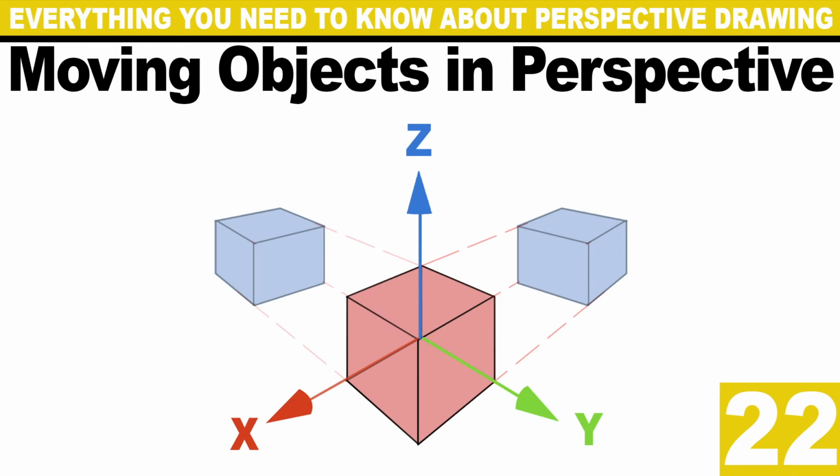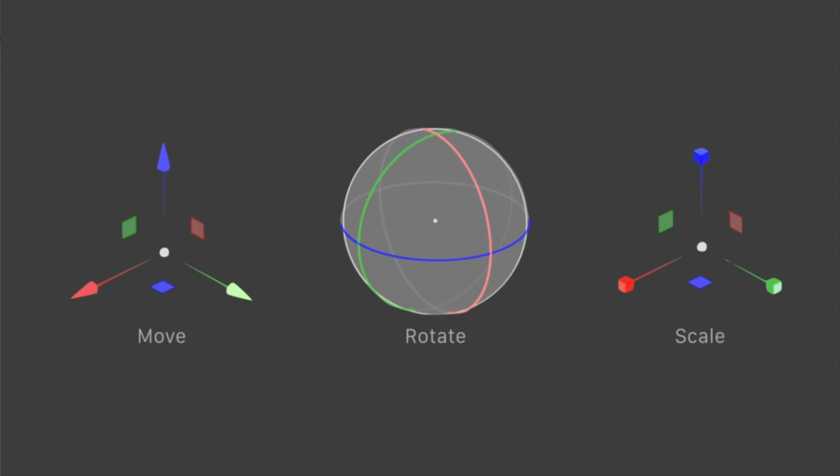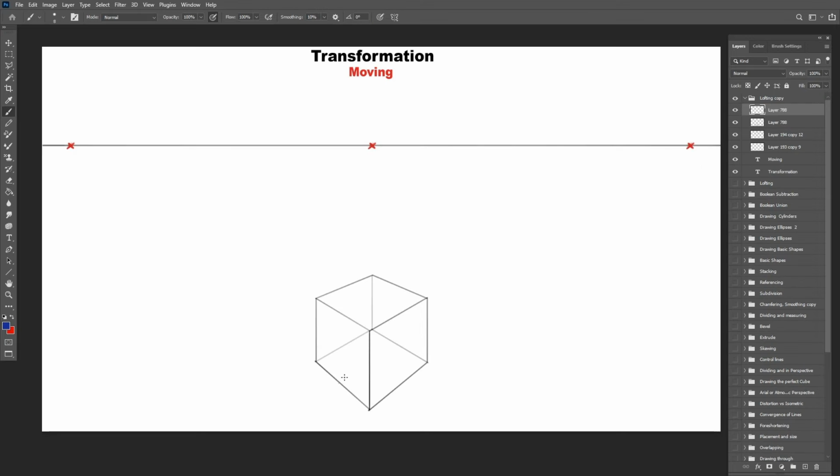Now it's time to talk about the transformation tools. In any 3D software, there are three transformation tools: move, rotate, and scale. It's easy to move objects around in a 3D software, but how would you replicate that in a 2D canvas? Let's find out. We have three different axes.